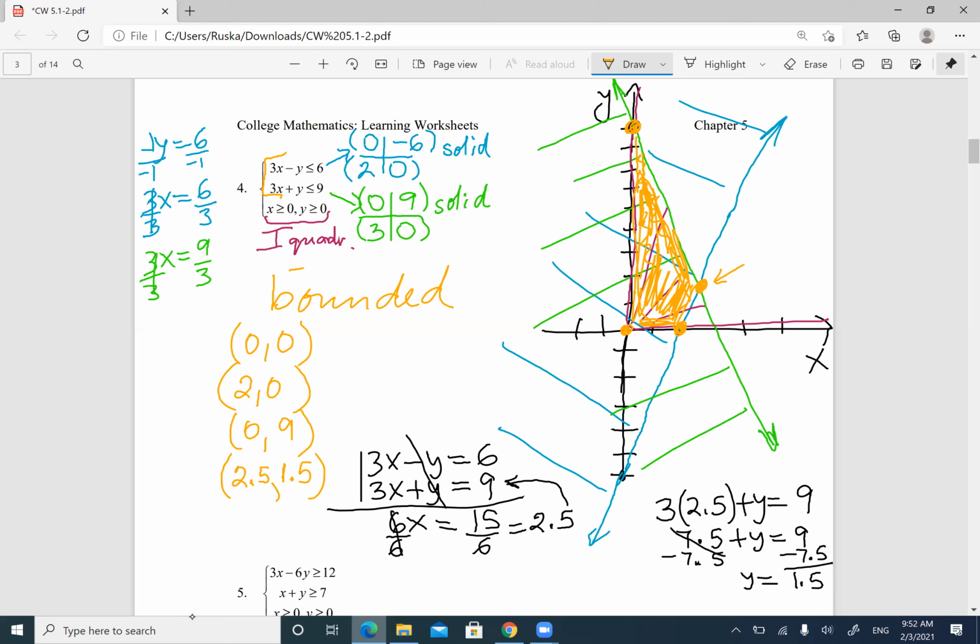Okay, so my area is bounded and these are the corner points. And that's what you need to find. Now the corner points are very important because later on, next week and Monday, we're going to talk about 5.3. It's about finding the maximum or minimum of a function over a region like this. So in order to find the maximum or the minimum, you have to find the corner points. So it's very important to know how to find the corner points. Okay, any questions on this one?